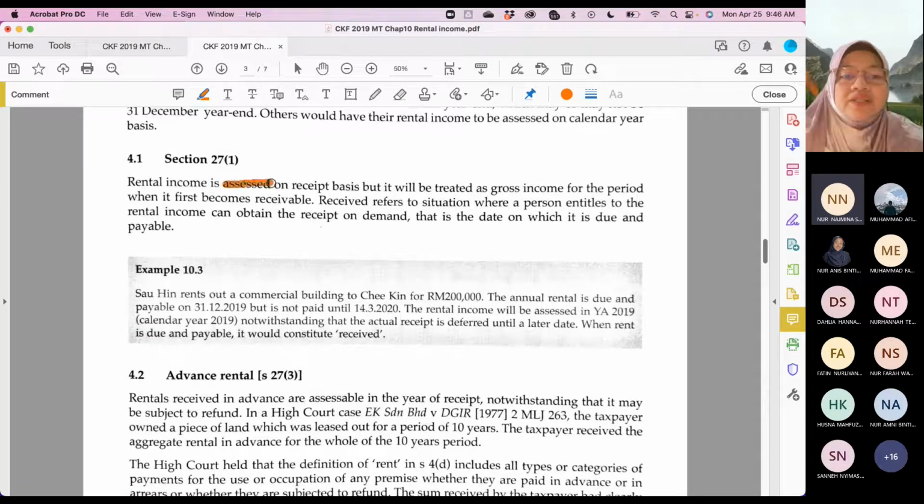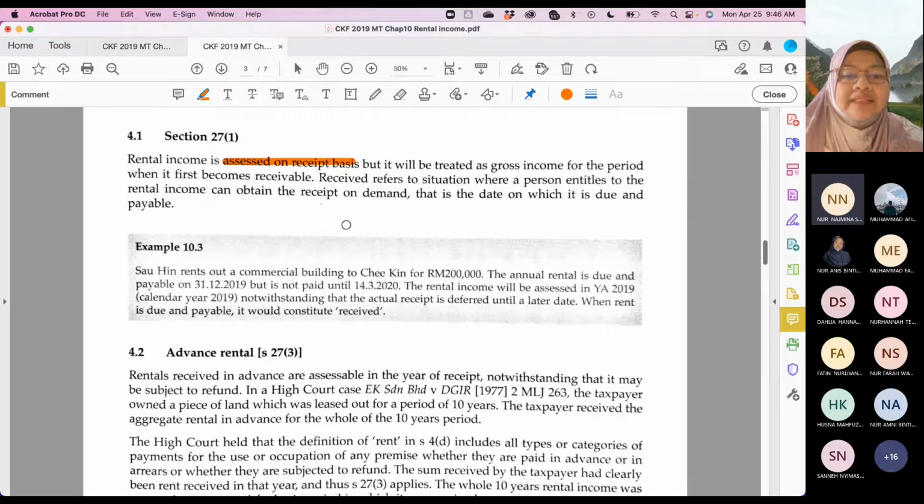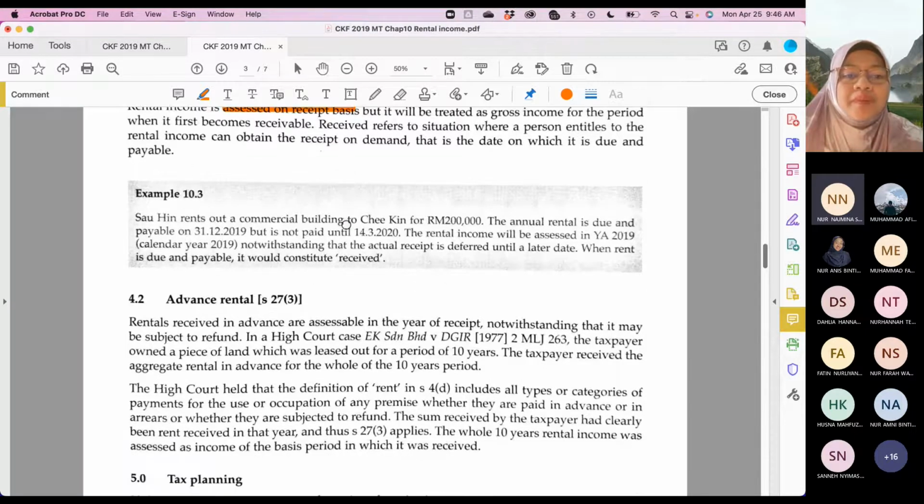Okay, this one is important. Rental income is assessed on a receipt basis, but it will be treated as gross income for the period when it first becomes receivable. Receipt refers to a situation where a person entitled to the rental income can obtain the receipt on demand. That is the date on which it is due and payable.